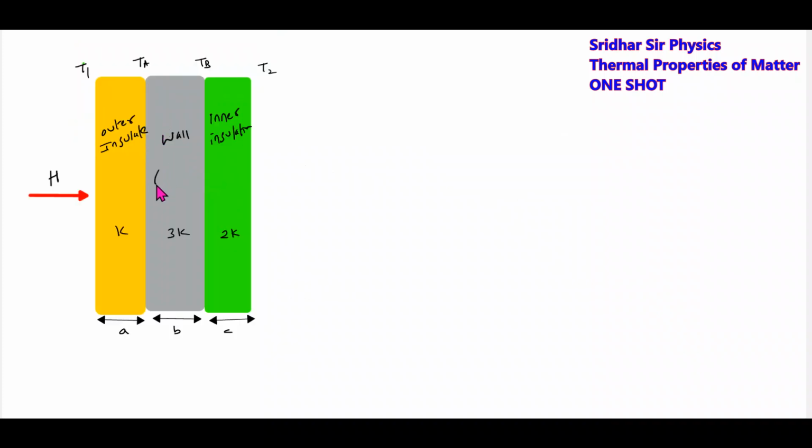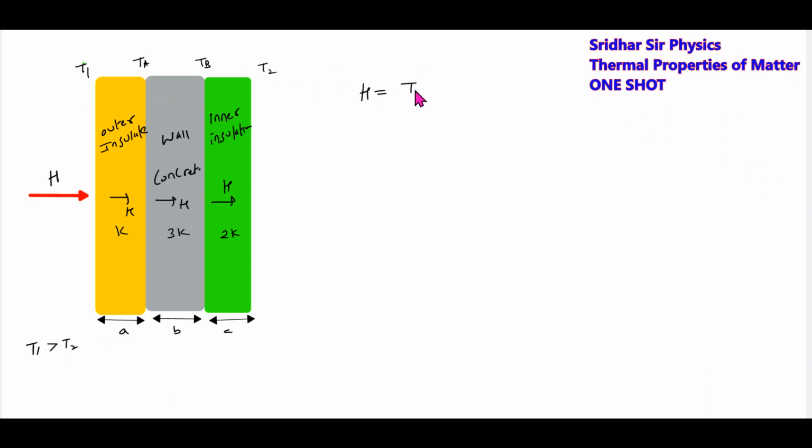Now there's a concrete wall. Usually for a house, inside the insulation will be provided, outside insulation. Then the heat energy will pass. So T1 greater than T2. The same heat current will pass through it. Then we can calculate this temperature difference. So what is H equal to?